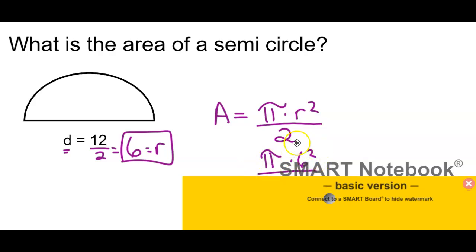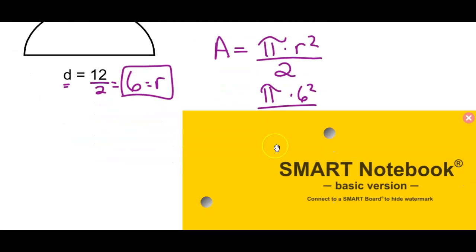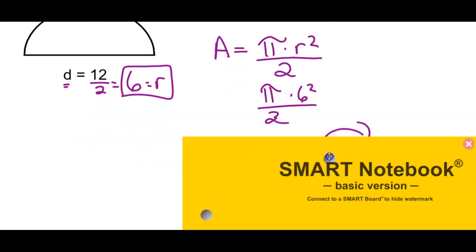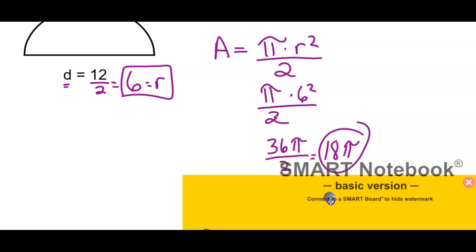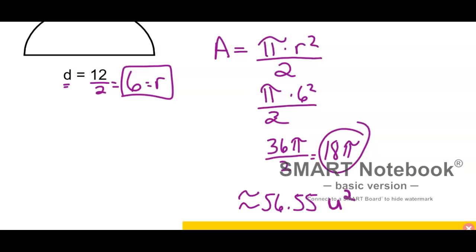I'm going to do this part first. Pi times 6 squared, which is 36. Then I'm going to divide by 2 because I have to do all my exponents before I do my division. And when I do that on the calculator, I'm going to get 36 pi divided by 2, or 18 pi, which is approximately 56.55 units squared. So there isn't an inches or centimeters or anything like that. So I just put units.